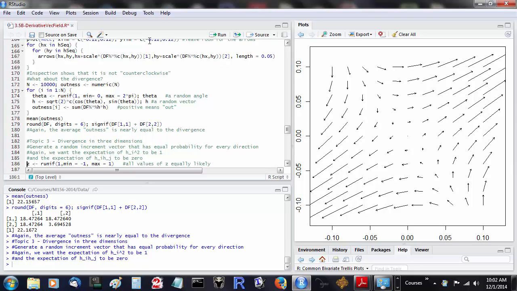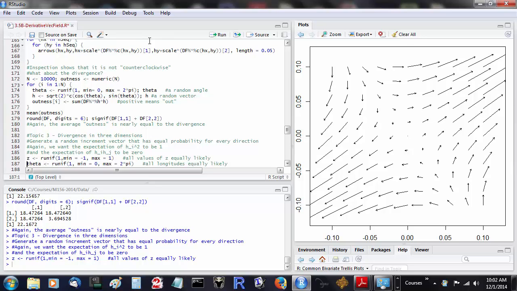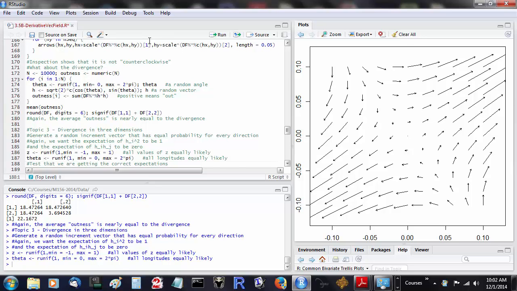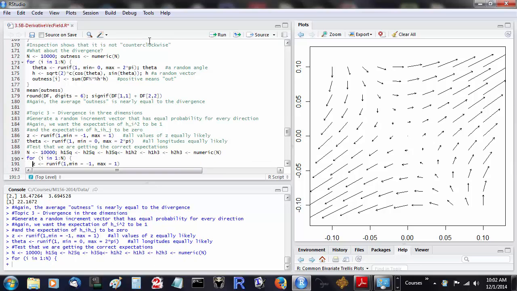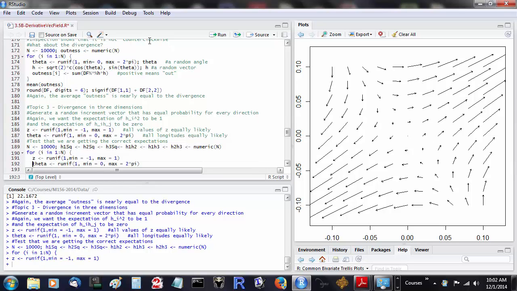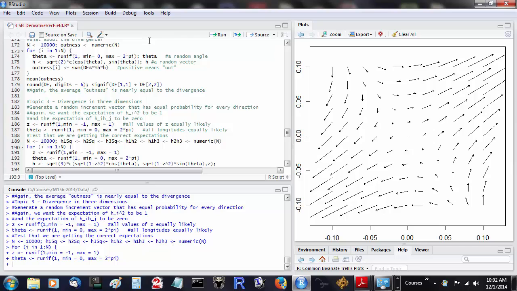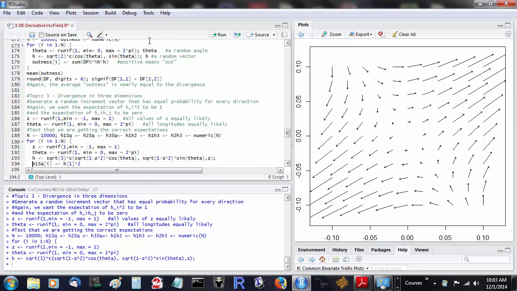So we'll make all values of z equally likely. We will make all longitudes equally likely. And we will then check if we generate such a vector that the squares and products have the desired quantity. Generate a z component, generate a random angle, use 1 minus z squared as the square of the radius of the circle that will give us x and y, and multiply by the square root of 3 in order to get each of the 3 components to have an average square equal to 1.